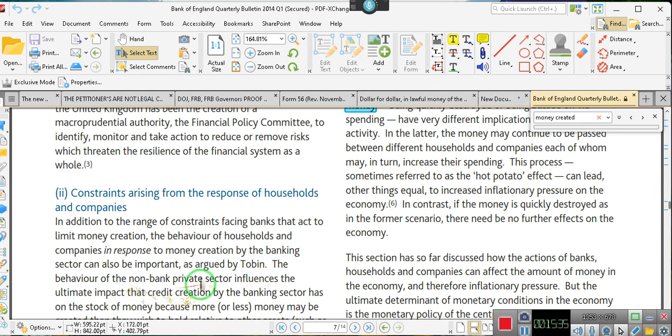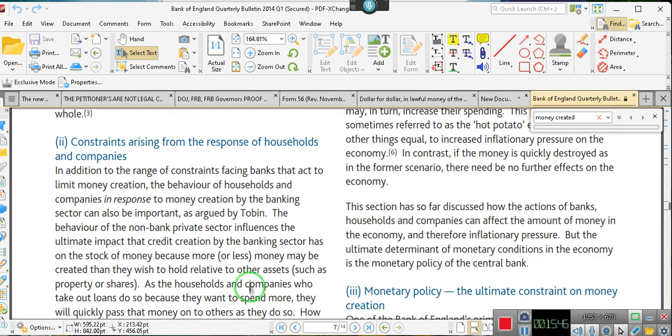The behavior of non-banks in the private sector influences the ultimate impact that credit creation by the bank sector has on the stock of money, because less money may be created than they wish to hold relative to their assets, such as property and shares. Pay attention, ladies and gentlemen. This is explaining to you how money is created.